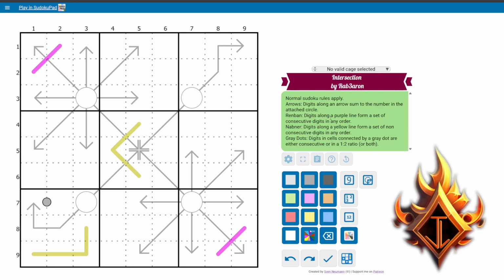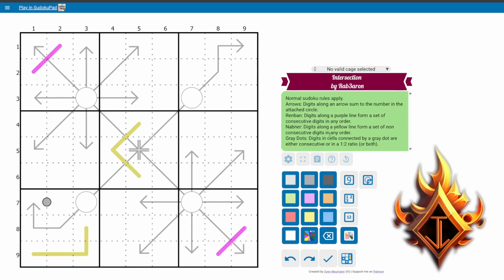Rinban, or digits along a purple line, form a set of... that would be a Nabner. Rinban, as digits along a purple line form a set of consecutive digits in any order. Nabner, as digits along a yellow line form a set of non-consecutive digits in any order.